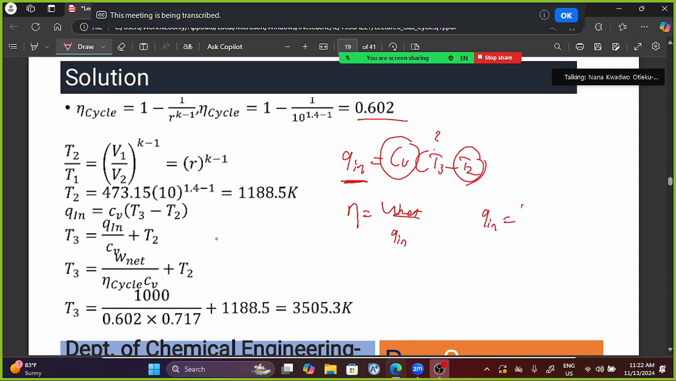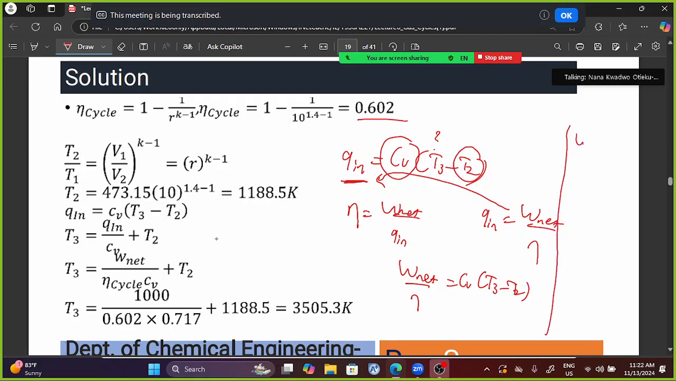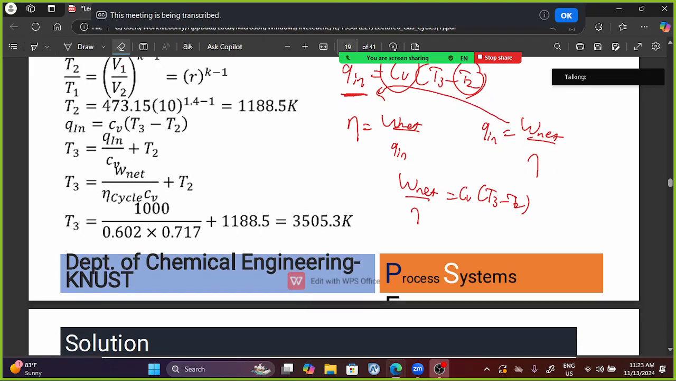So we can say that Q in is equal to our net work over our efficiency, and then put that in here. So I can say that my net work over my efficiency should be equal to CV (T3 minus T2), and I can make T3 the subject. If I do that, I'll have my net work over my efficiency times my CV, plus T2, to be equal to my T3. And that's the expression we see here. So we know the net work, we know the efficiency of the cycle we calculated, we know the CV of air, and we know our T2. We can find our T3.